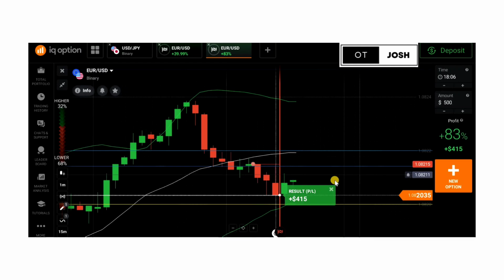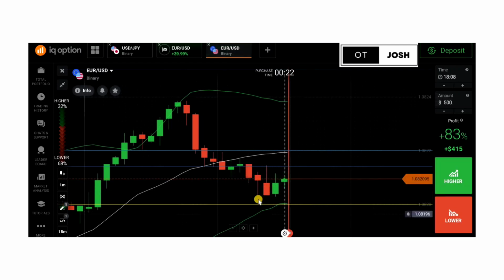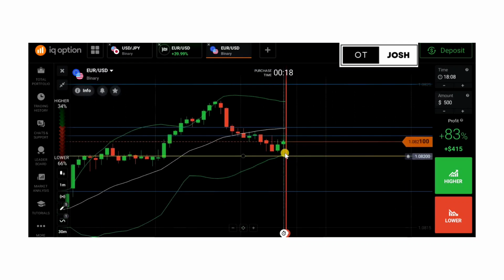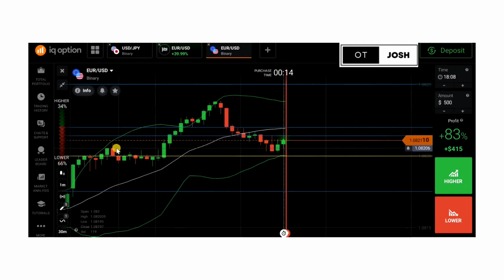So like I told you, at this point buyers are going to come in. You can see that because of this round number, and a previous resistance here, this is enough reason for buyers to come in. So this can be considered as a reversal pattern.